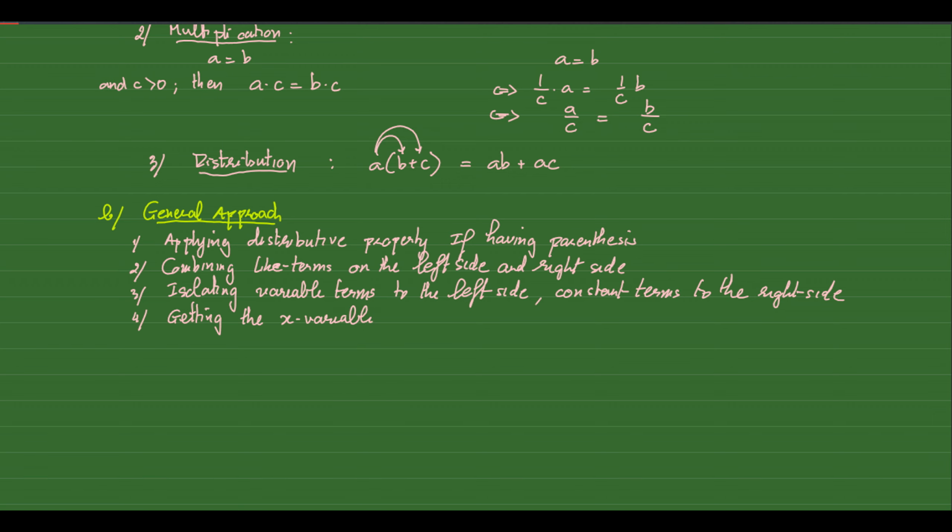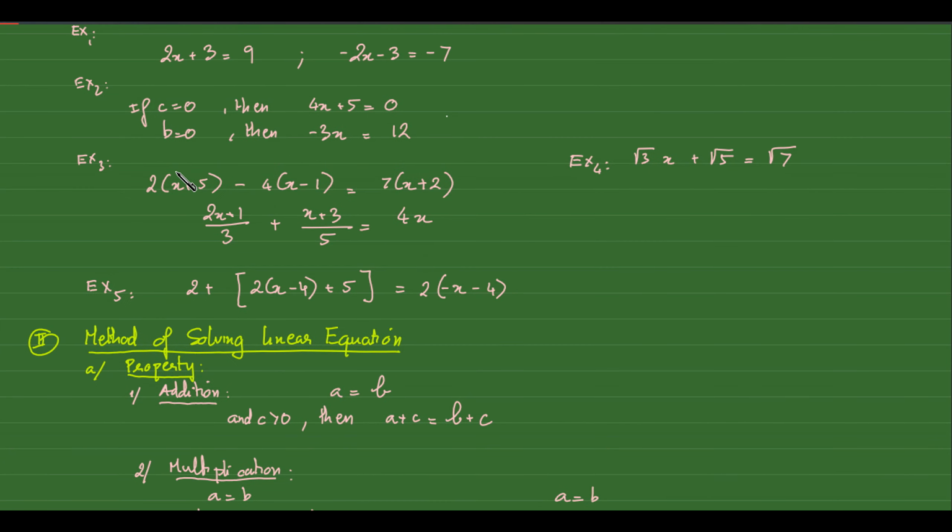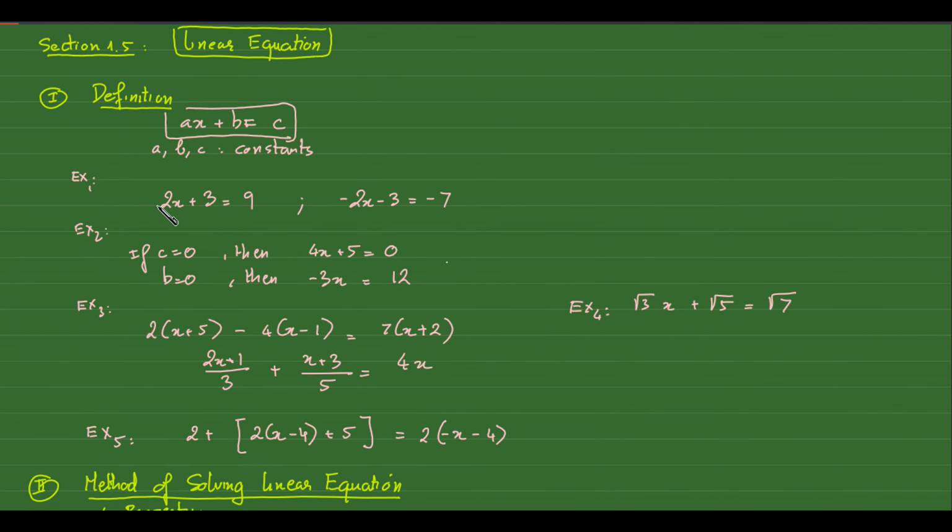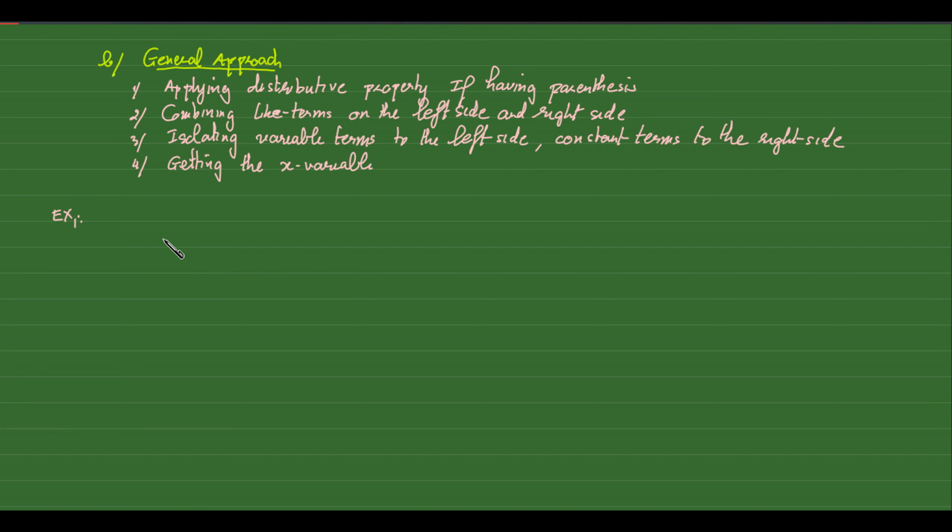All right, now let's go through an example. Let me solve the easiest one first: 2x plus 3 equals 9. This is a very simple equation, and we don't have parentheses, so we don't need to apply the distributive property. We just combine like terms on the left. On the left, 2x plus 3, there's nothing to combine. The number on the right we don't have to combine either.